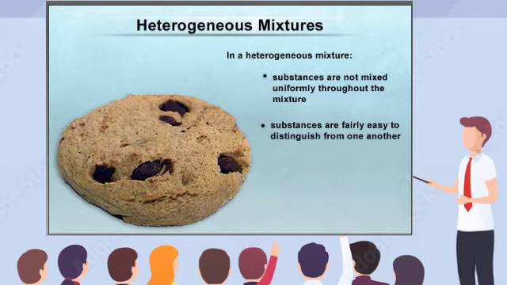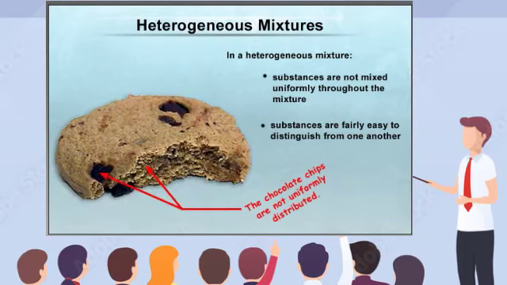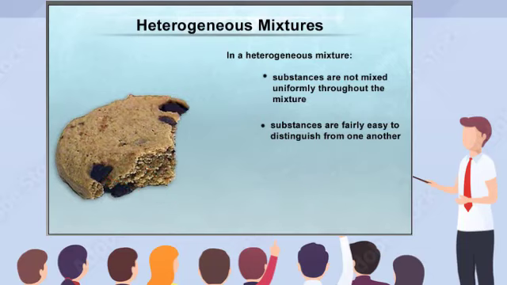A chocolate chip cookie can be considered a heterogeneous mixture because some substances, in this case chocolate chips, are not evenly distributed throughout the cookie. For example, you may have one chocolate chip in your first bite of cookie, but none in the second bite.